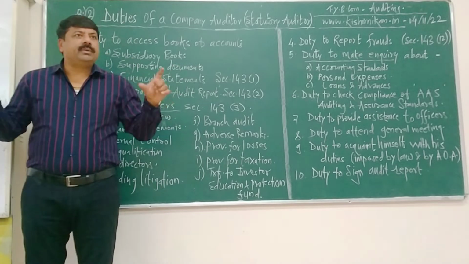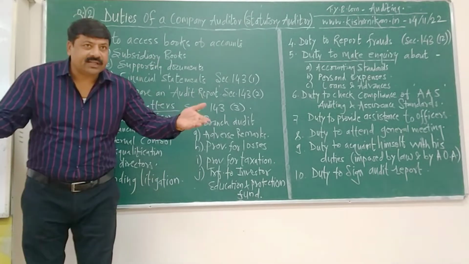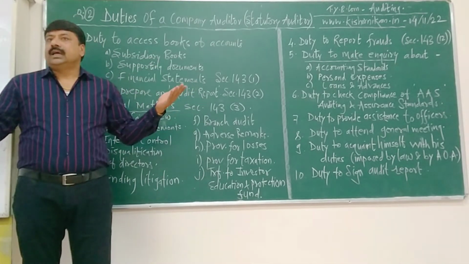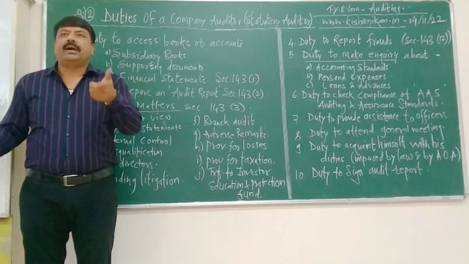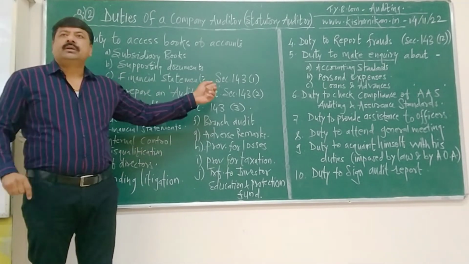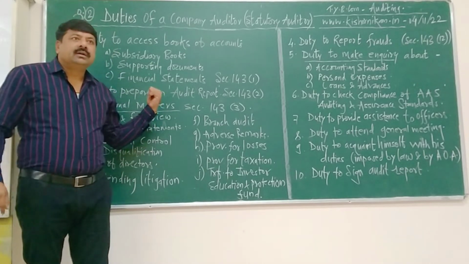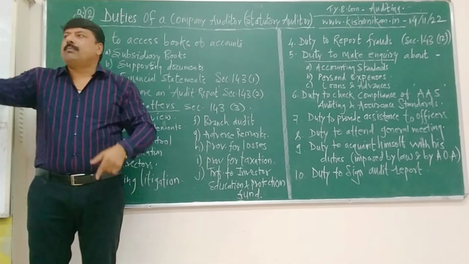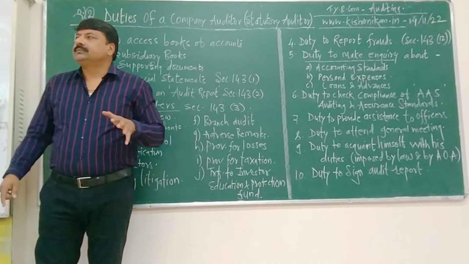True and fair view means what? Records are genuine, financial statements are genuine. As an auditor, I don't have any grievance, no doubt, no suspicion in my mind while signing the report. This is a guarantee signed by an auditor that records are good. Ultimately, it guarantees the functioning of board of directors, that they are doing good for the company.